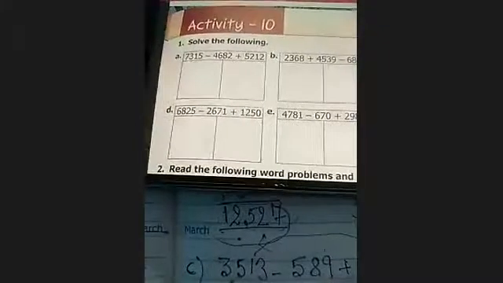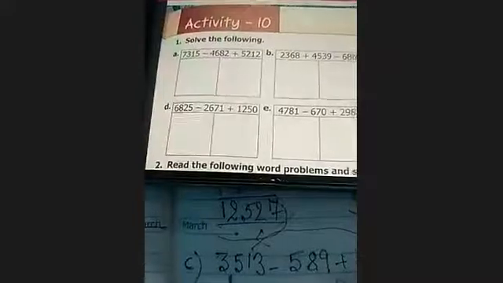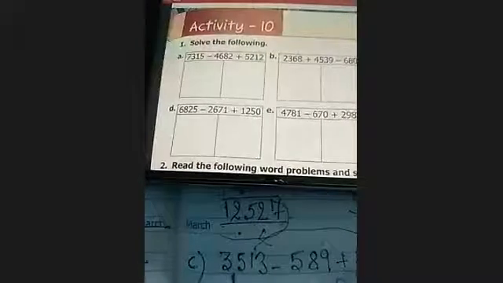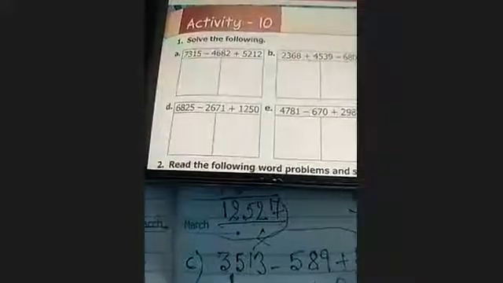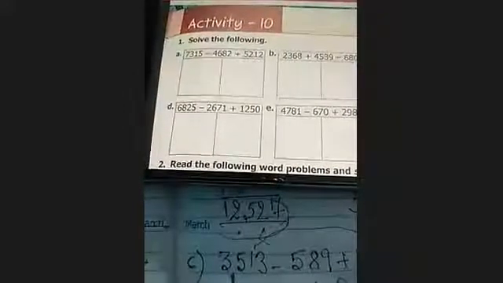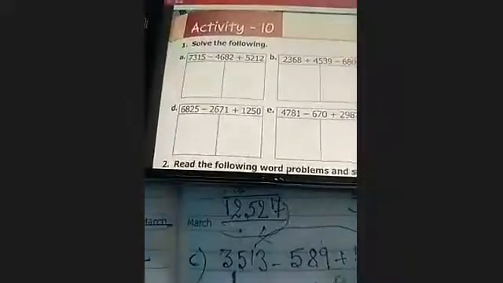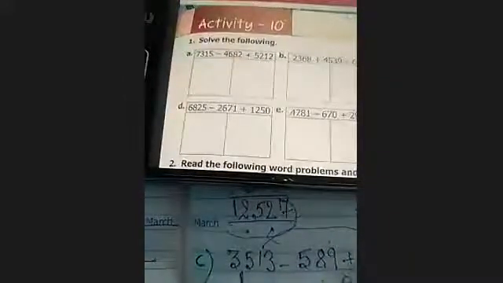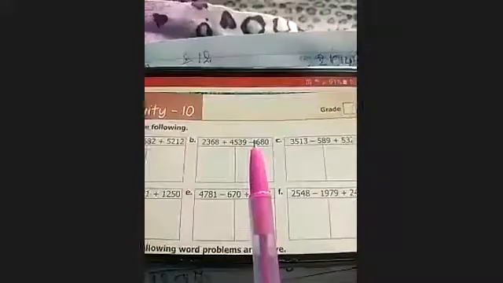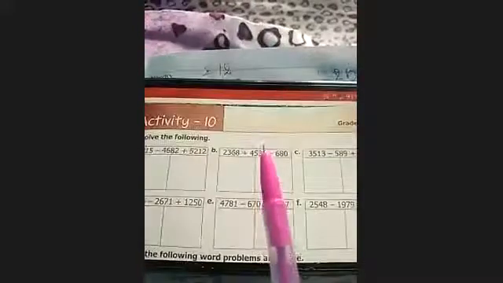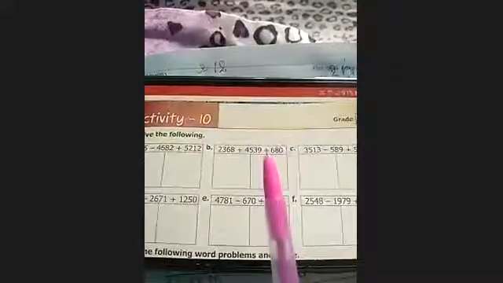Ma'am, which way will we do it when in front there is plus and at the back minus? So we have to do addition first. Okay. Suppose here it is question number B. This is question number B. We have plus first and minus at the last. So we will be doing addition first. Clear? Yes, ma'am. And on getting the sum, from the sum you will subtract 680. Okay. Yes, ma'am.